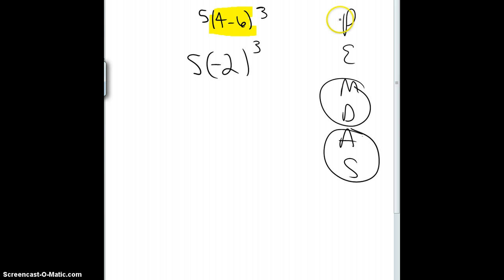All right, next parentheses. Well, there's no math to do in the parentheses, but there is exponents. So a -2 times a -2 times a -2 is a -8. And I'm going to bring that down.